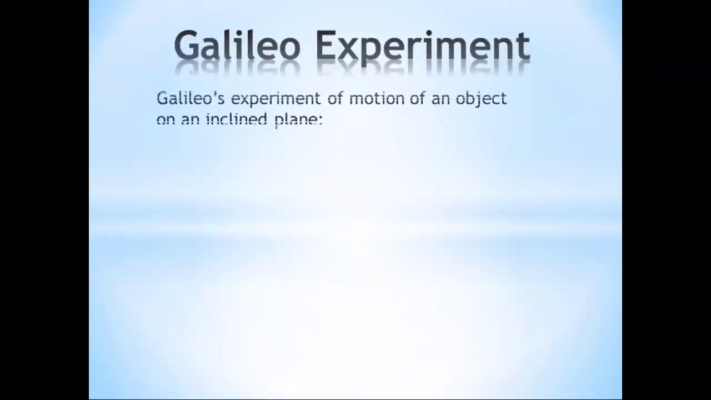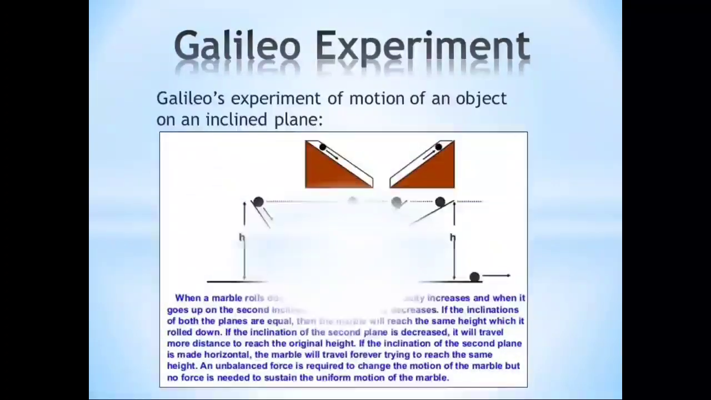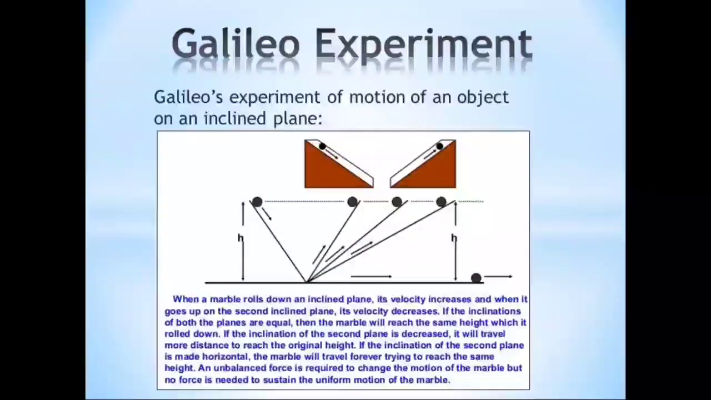Galileo's experiment. Galileo was a scientist who observed motion of objects on an inclined plane, and he deduced that objects move with a constant speed when there is no force acting on them. In his experiment, he took a marble and two inclined planes. He observed that if you roll down the marble from the left side of the inclined plane, it climbs up to the right hand side to the same height from where it was released.